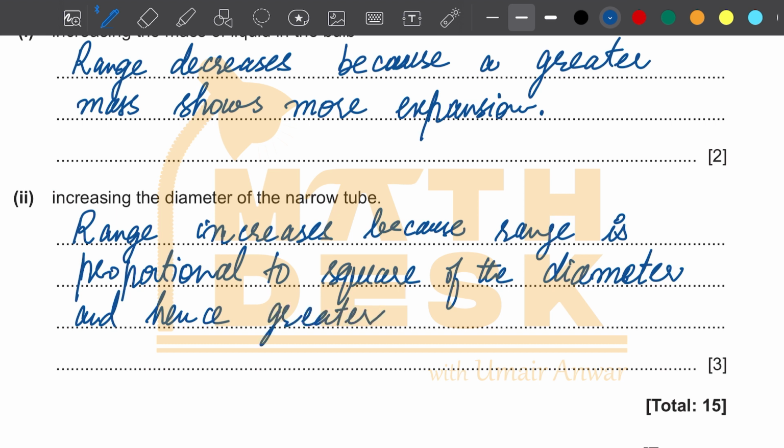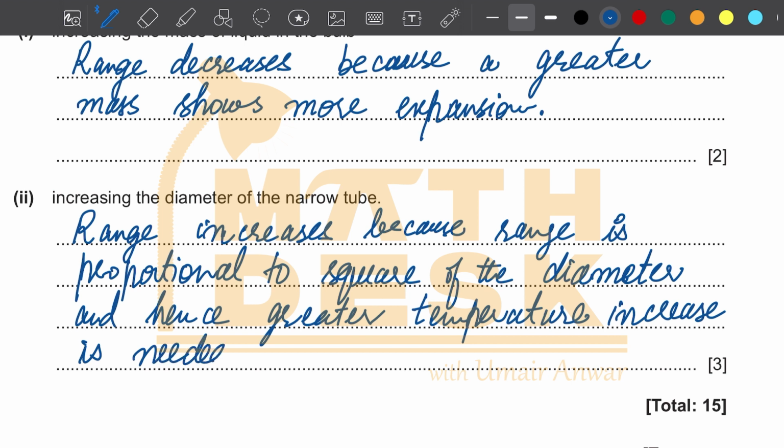So by increasing the diameter, we are increasing the range, and hence greater temperature increase is needed for greater volume increase. So the question ends here with this part.